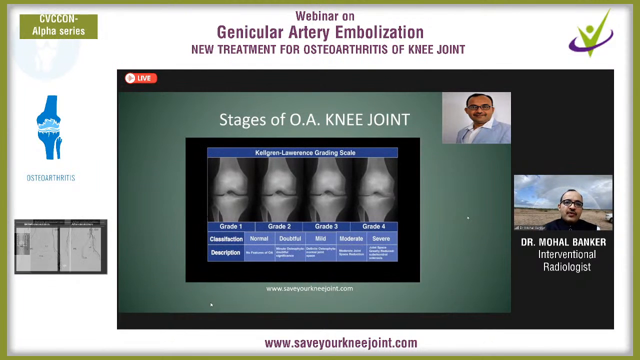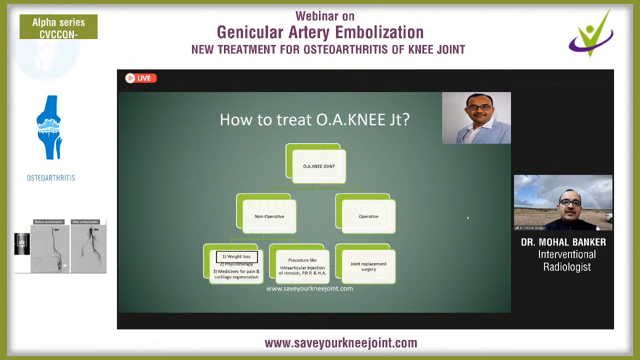So there are a total of four stages of osteoarthritis. Grade 1 is a mild one, and grade 4 is a severe one. In grade 4, there is no joint space, there is no cartilage left. So pain is maximum in a grade 4 stage. Now currently, in osteoarthritis of the knee joint, the treatment divides into two parts.